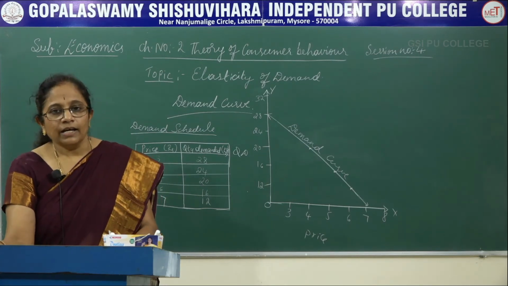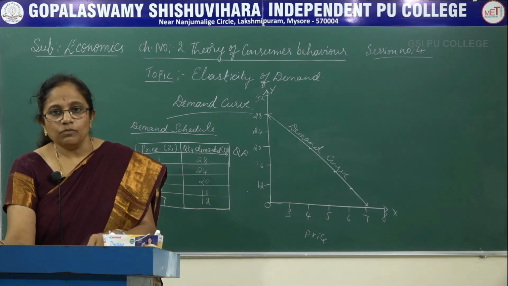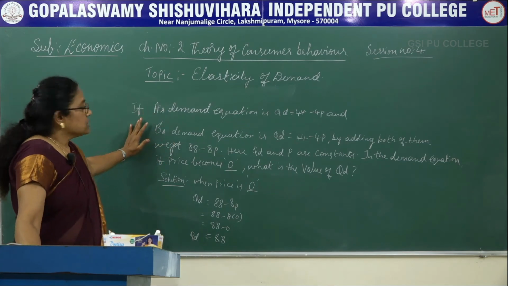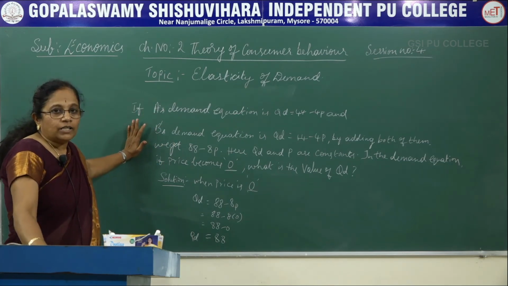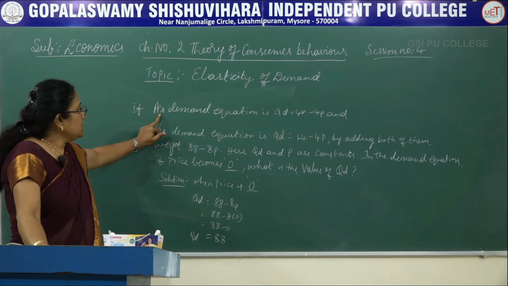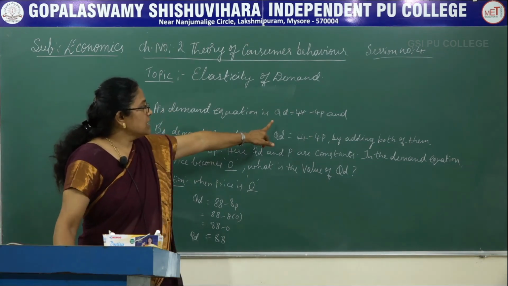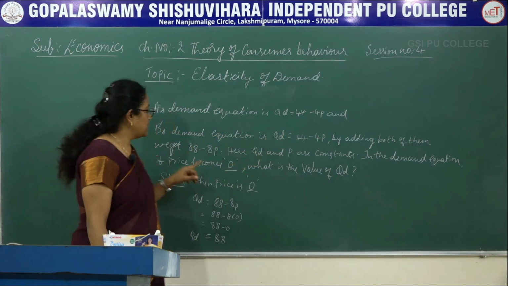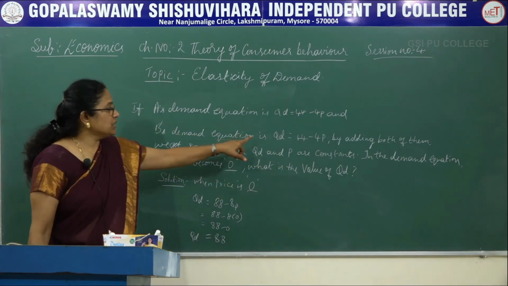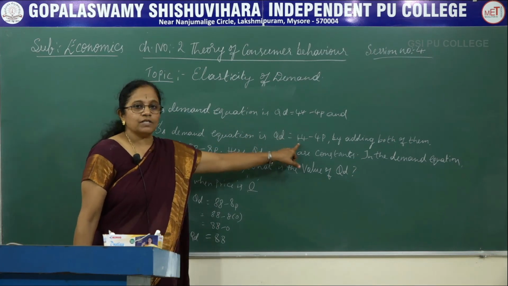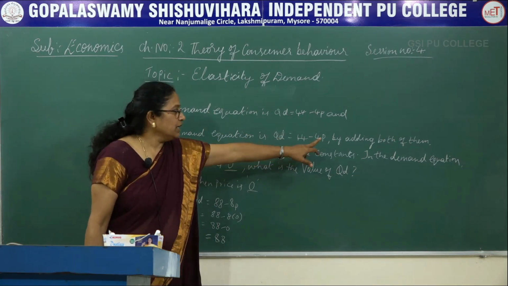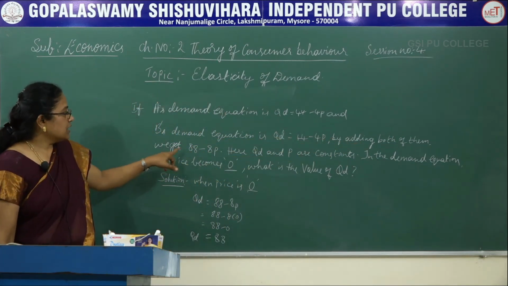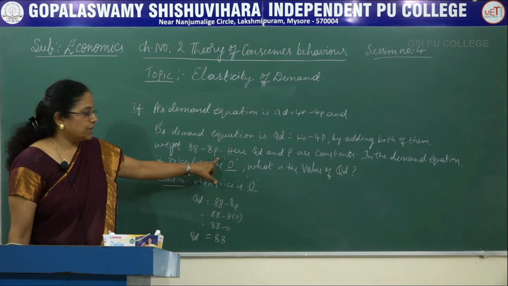Now, let us see a problem. Let us solve a problem to know about the market demand equation. Children, let us look at this sum. If A's demand equation is QD equals 44 minus 4P and B's demand equation is also QD equals 44 minus 4P, by adding both of these equations, we get 88 minus 8P.